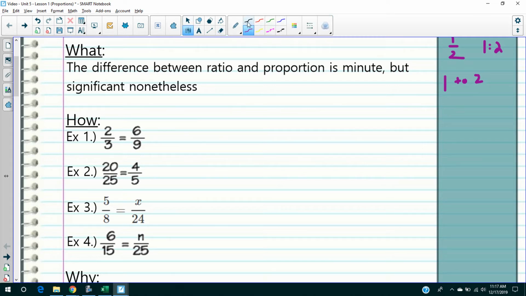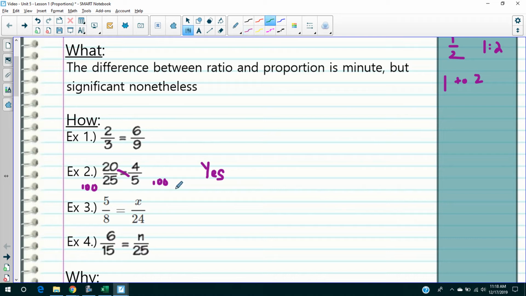What do you think? Let's try again. Okay, so now I don't have to use the ovals. I could go like this. 20 times 5 is what? 100. 4 times 25, it's 100. Yep, so yes. Therefore, these two ratios are in proportion.